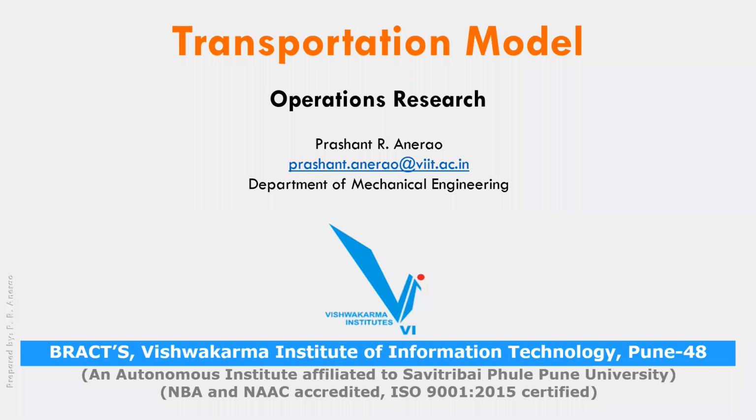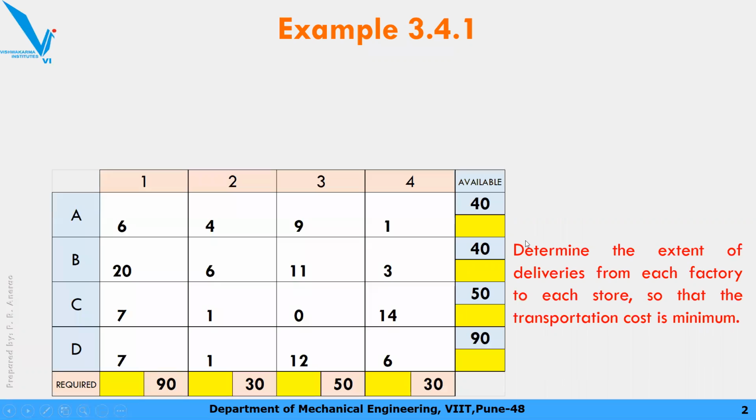So in today's class, we are going to see the last case of the transportation model or transportation problem, that is the transportation problem with degeneracy. Up till now, we have seen only non-degenerate problems. So let's begin with this example. Here, our aim is to find out how much amount of component is to be transferred from each factory to each store, such that the transportation cost is minimized.